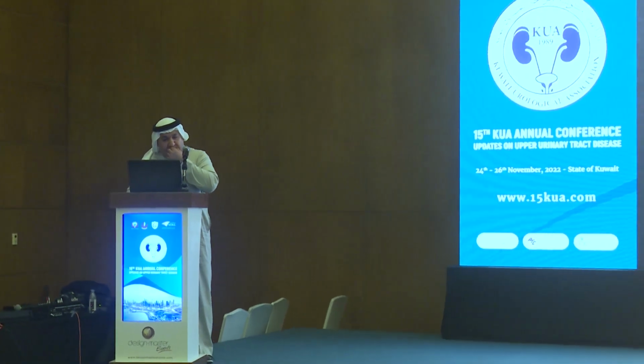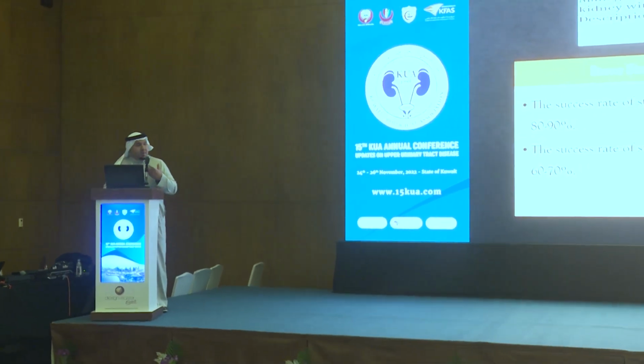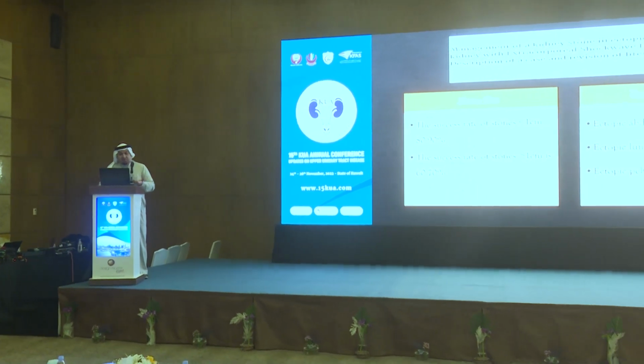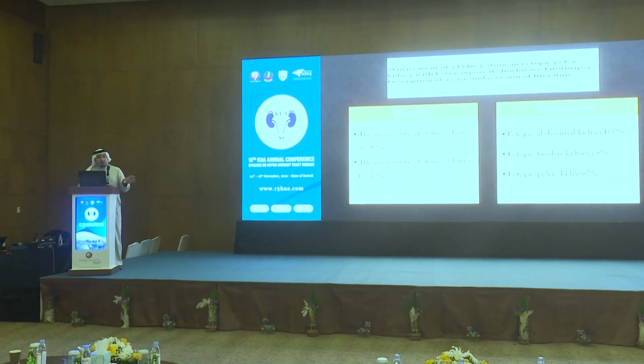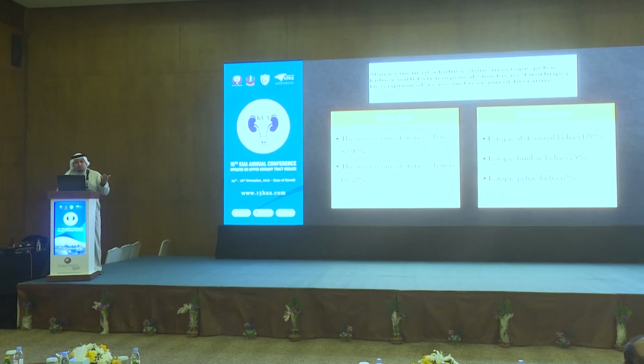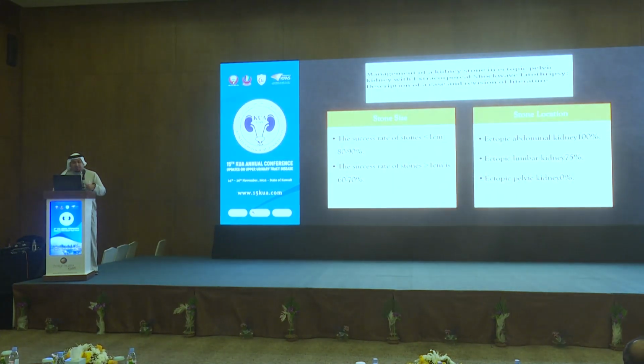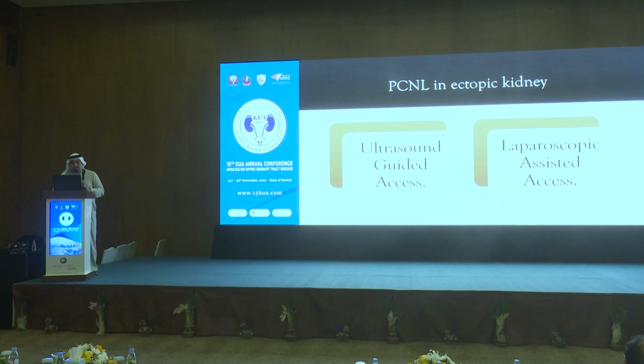So, for ESWL, there's difficult localization and impaired clearance. For URS, tortuous ureter leading to difficult access and impaired drainage. And for PCNL, it's technically difficult access. So here's a study about ESWL and ectopic kidney. The success rate depends mainly on 2 factors: the stone size and the location of the kidney. In ectopic abdominal kidney, it can reach up to 100%, but in pelvic kidneys, it's almost 0.